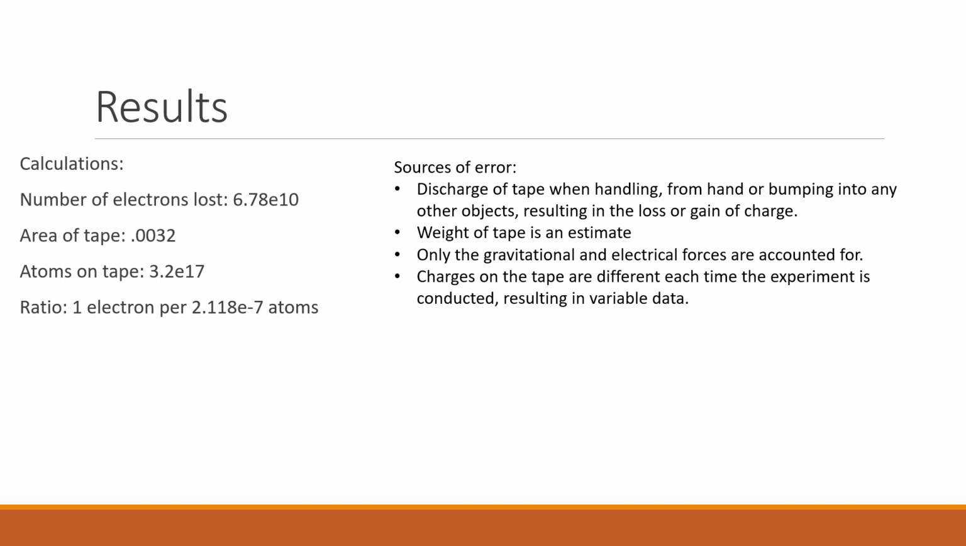Sources of error for the experiment were the discharge of the tape when handling, either from handling or from bumping into any other objects, resulting in the loss or gain of charge, which is another variable and possible source of error.